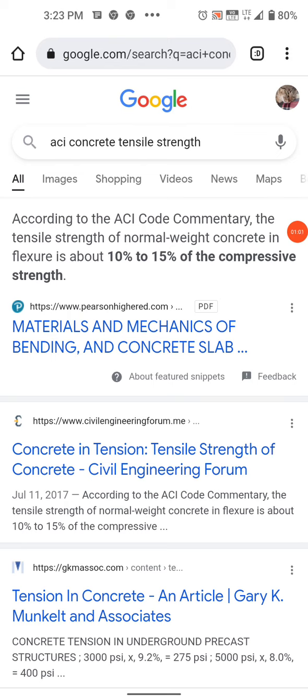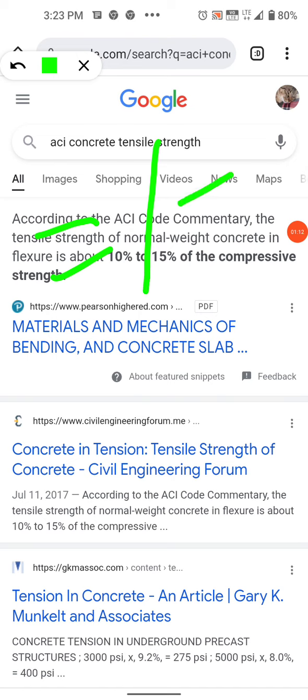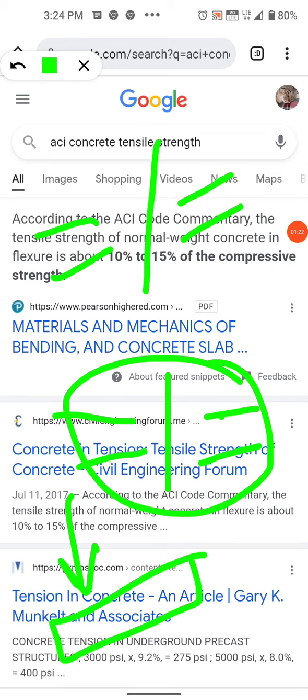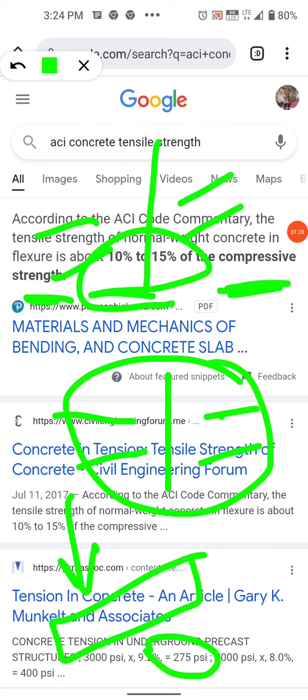What is his name? The guy, the gravity guy. Oh, yeah, Isaac Newton. Isaac Newton says equal and opposite, equal and opposing. So if this is your compressive strength on your beam, and you're stating that your tensile strength is 10 to 15% of compression strength, then you're stating what?